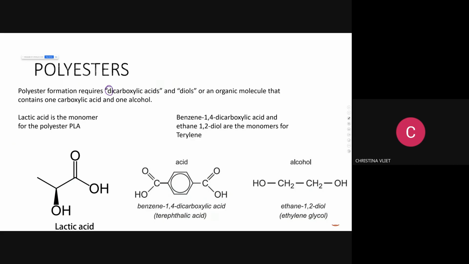A diol, 2 alcohols, or a monomer that contains a carboxylic acid and an alcohol. So either 2 carboxylic acids on the molecule, 2 alcohols on the molecule, or 1 carboxylic acid and 1 alcohol on the molecule. This is what you need to form something called a polyester.